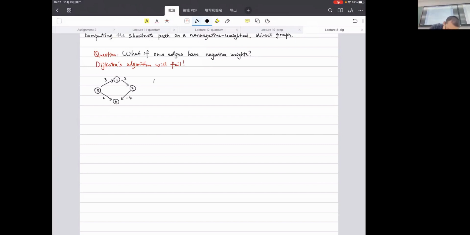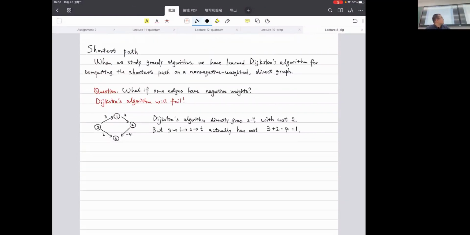If we only run Dijkstra's algorithm, it directly gives the path S to T with cost 2, since in this example we have an edge directly between S and T. But actually, going from S to the other vertices and then to T has cost 3 plus 2 minus 4, which equals 1. This is cheaper than what Dijkstra's algorithm returns. So Dijkstra's algorithm is just not going to work for graphs with some negative-weight edges.